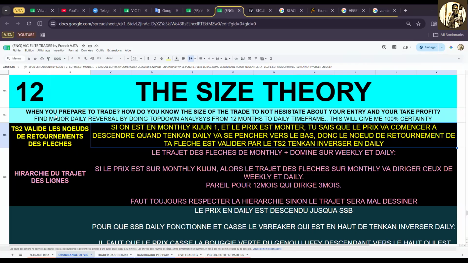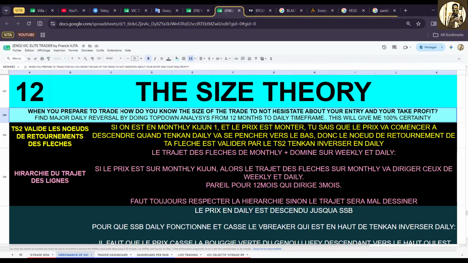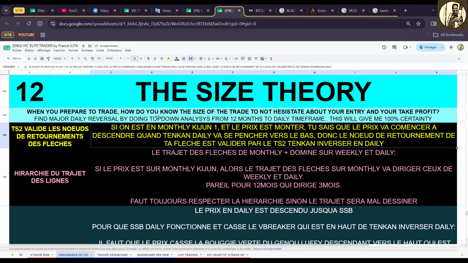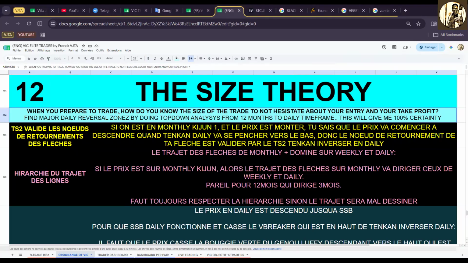The size theory will answer the question: when you prepare yourself to trade, how do you know the size of a trade, to not hesitate about your entry and your take profit? And the answer to that is that you need to find major reversal zones, major daily reversal zones, by doing the top-down analysis from the 12-month time frame to the daily time frame. And this will give you 100% certainty.